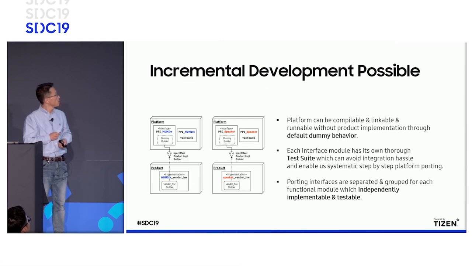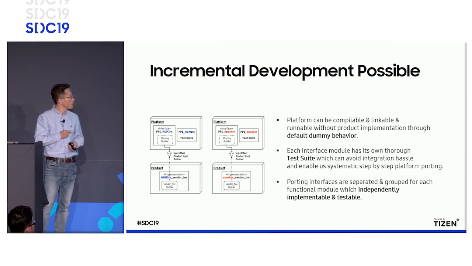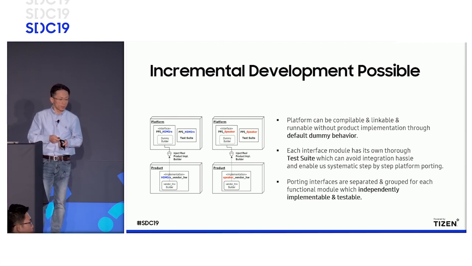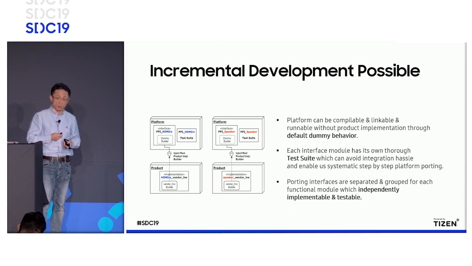So this is the example. This was the HDMI, the implementation. This is product implementation. This is common. So this is a speaker implementation for common. This is the product implementation. So like you see, porting interfaces are separate and grouped for each functional module. So you can develop independently, and you can test independently as well.